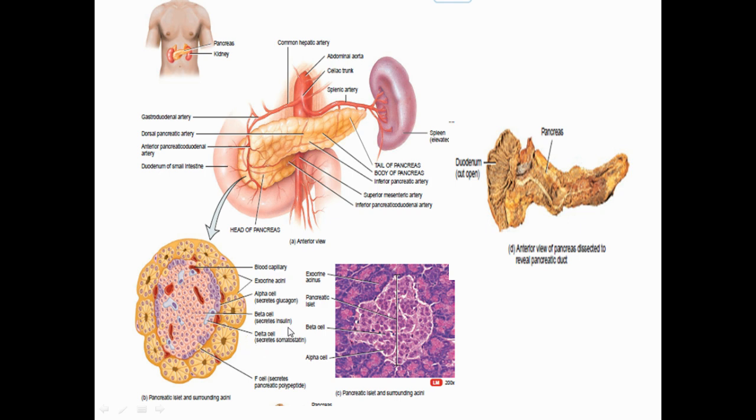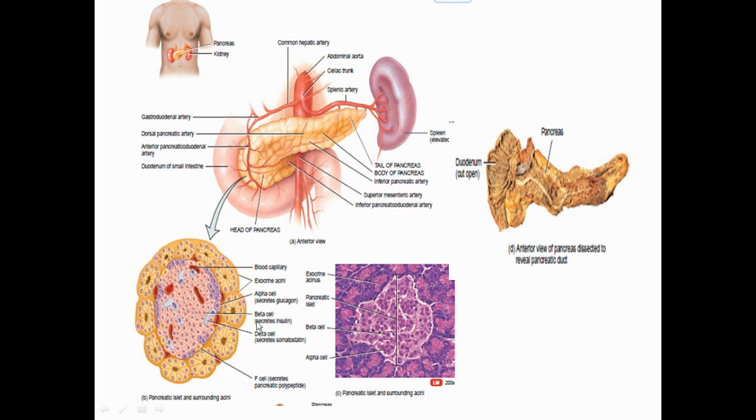The next cells you can see are called the F cells. The remaining, 70 plus 17 is 87, plus 7 is 94%, so the remaining 6% of the islet cells are called the F cells. You can see here, this is slightly brown in color. They secrete pancreatic polypeptide.